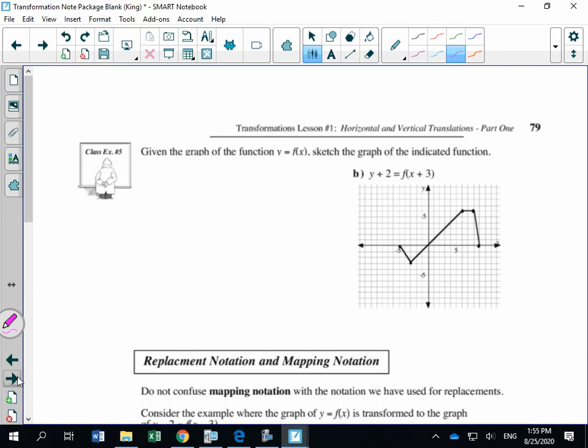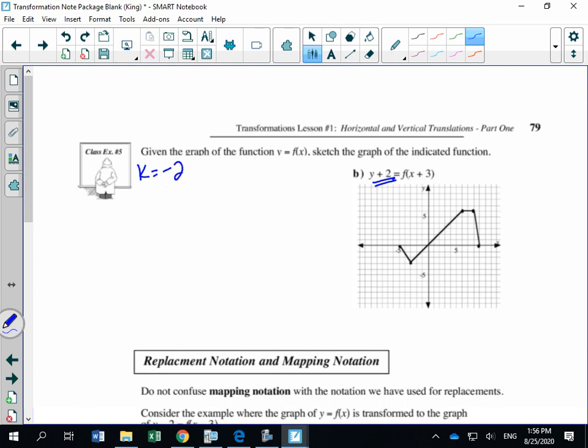Okay, question number 5. I'm only going to do B here. Okay, so it says, given the graph of the function y is equal to f of x, sketch the graph of the indicated function. So these are points on my graph, right? And they want us to undergo these two transformations. So you need to be able to look at this and you need to be able to say, okay, that's my k value. And what is the k value? So the k value is equal to -2, right?